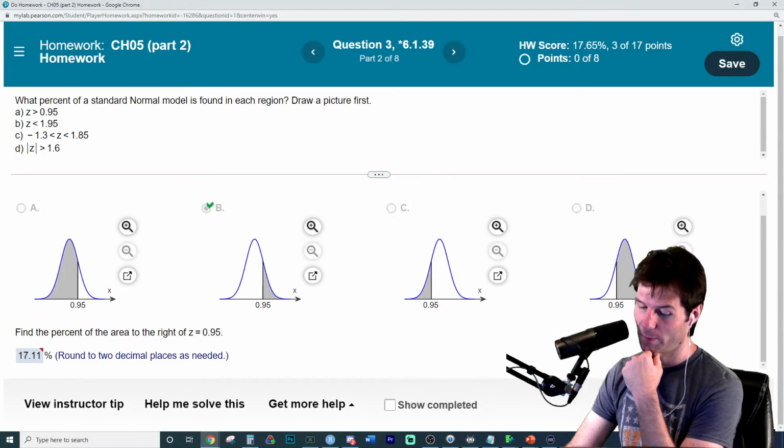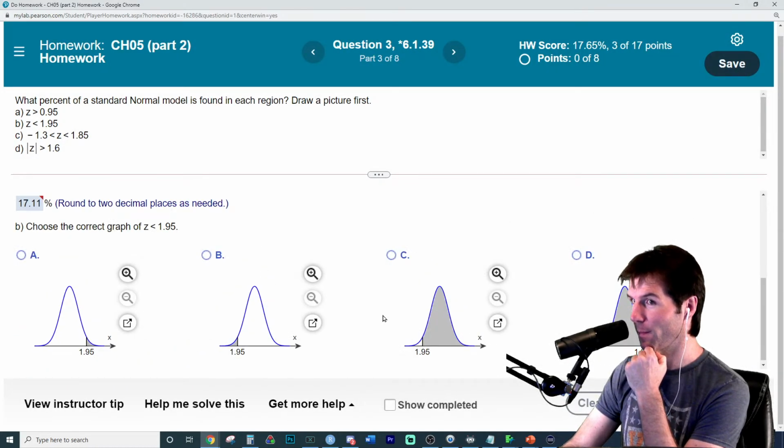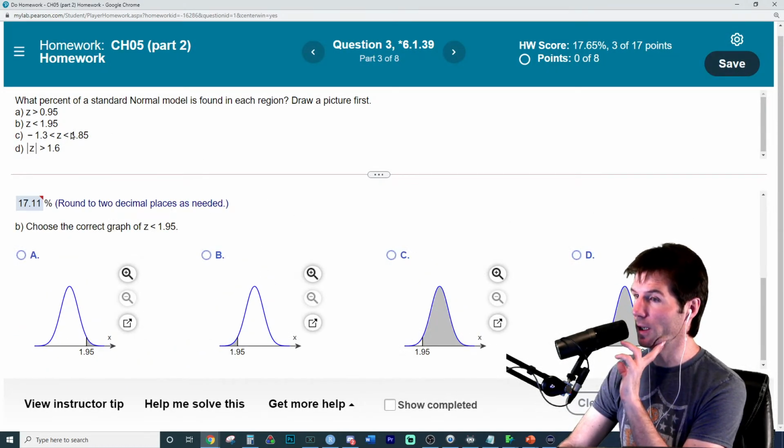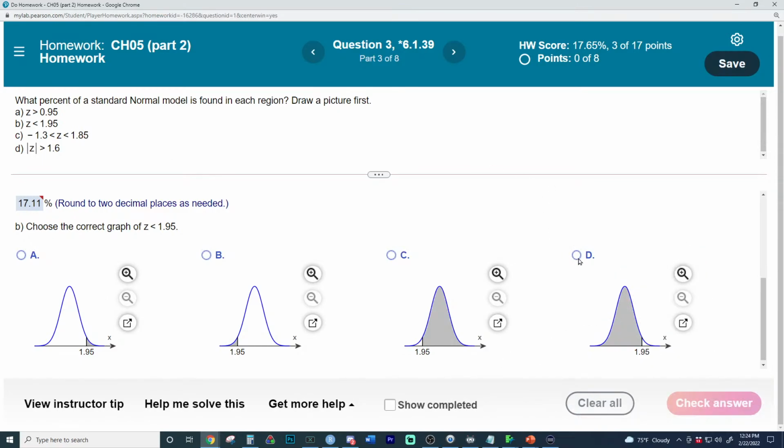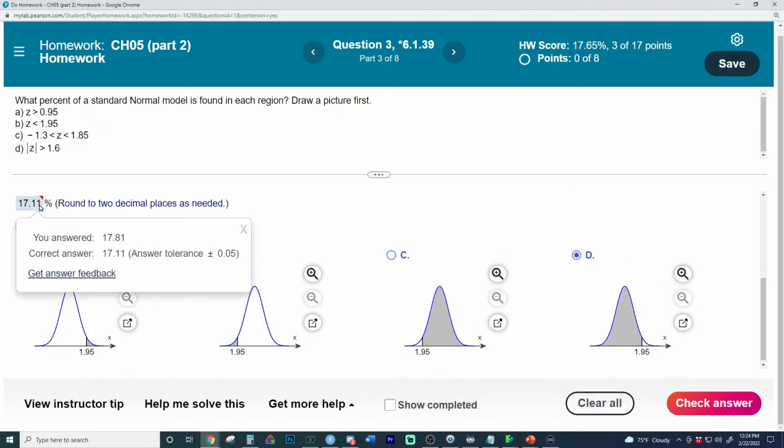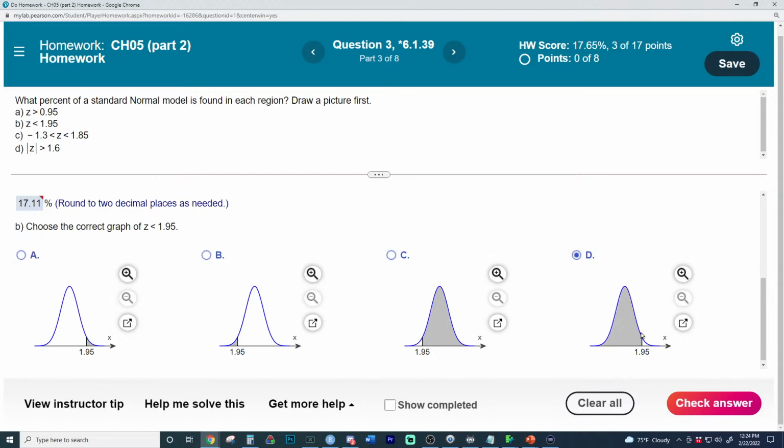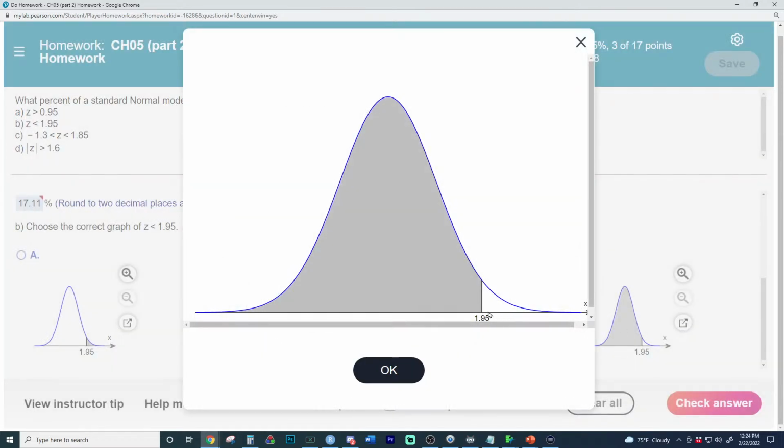The next one, though, I have more faith in. The next one says less than 1.95. 1.95 is on the right side of the curve, and we need to go less than it. First thing you want to do, you always want to be able to draw these out and make an educated guess of what it is. You don't have to be perfect. You should think this is a lot of the curve. You might be thinking, is it 95, 96, 97? But here's the thing. Above 2 is 2.5% of the area. So this is going to be a little bit more than 97.5, or a little bit less, excuse me.